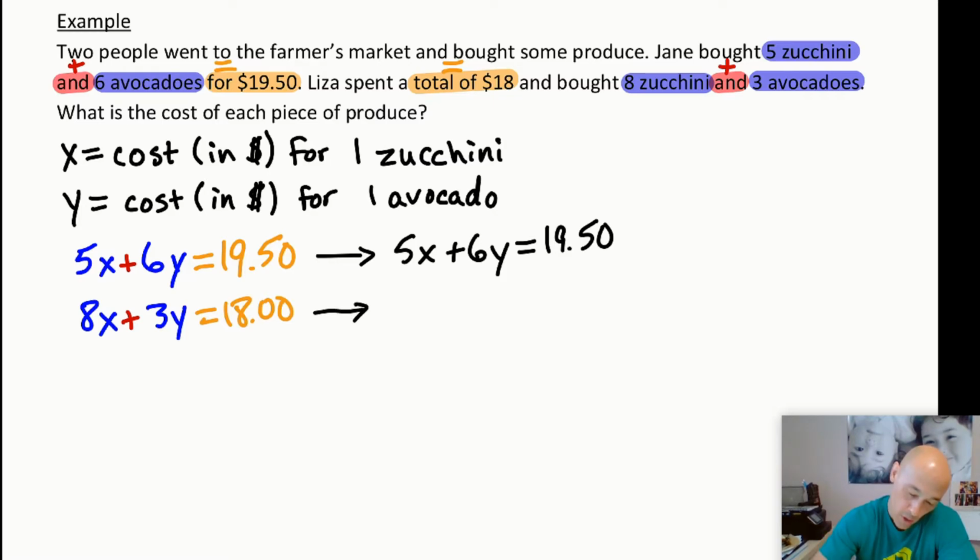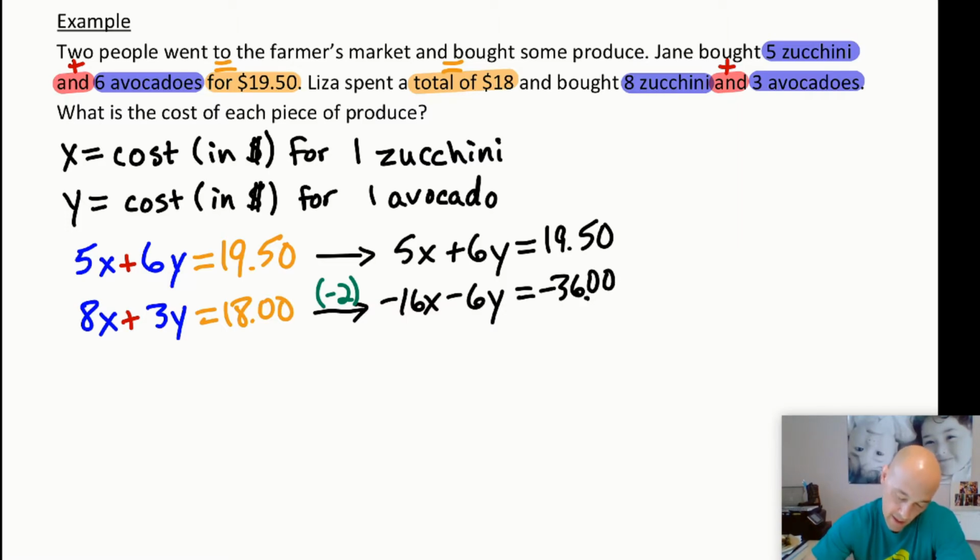So I'm going to multiply by -2. And when I do that, the result is going to be -16x minus 6y equals -36. And I added those zeros there. We don't have to, but we can. Now I see that if I add these together, I will eliminate my y values. And so that's what I'm going to do. I'm going to add the 5x and the -16x, and that will give me -11x is equal to, and again, this makes a 0.